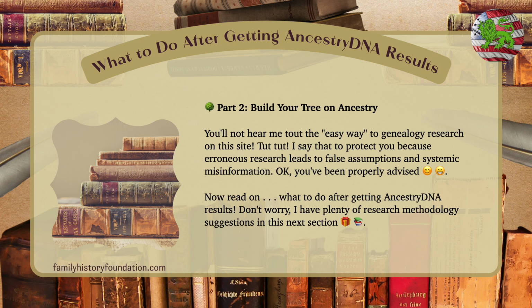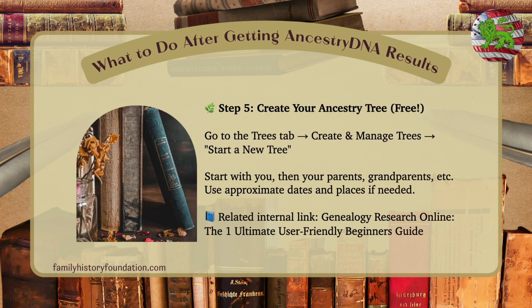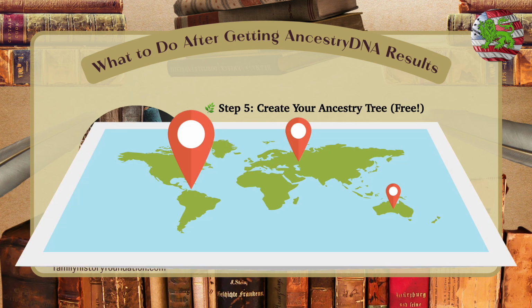So let's create your tree for free, okay? Go to the Trees tab, create and manage trees, start a new tree, and start with you, right? And then build your parents, grandparents, etc. Use approximate dates, names, and places if needed. You can use placeholders. You don't have to be exact, although you eventually want to be very exact with birth dates and places, down to the county and state and country. But if you're not sure, just type in the state or the country, or the province if you're outside the United States, or whatever the terminology is for that place, and just add things in.